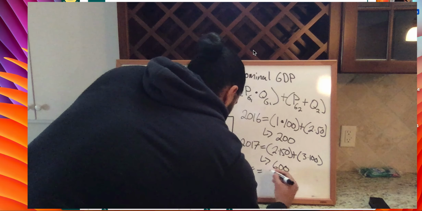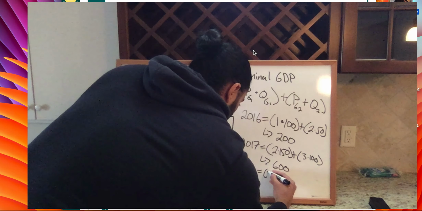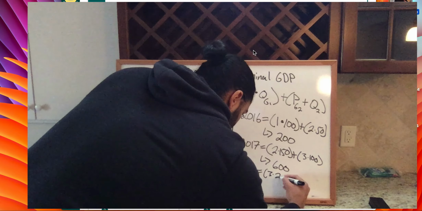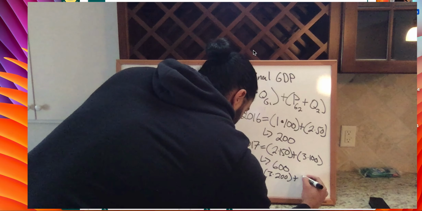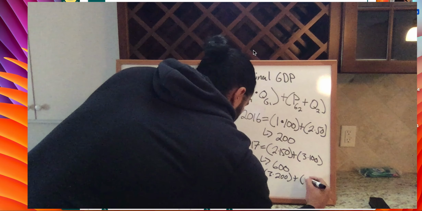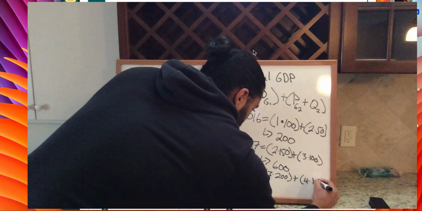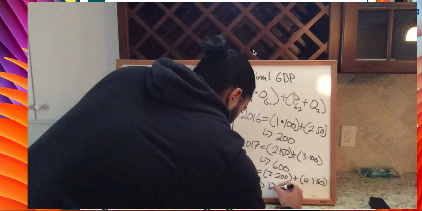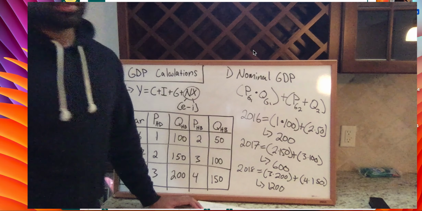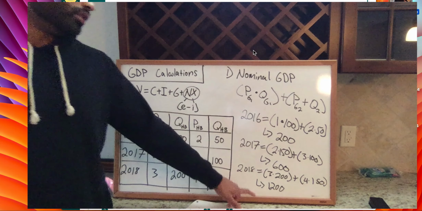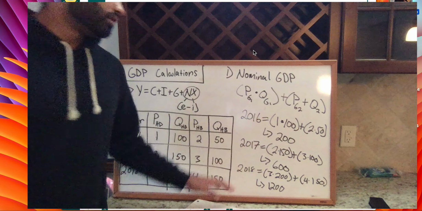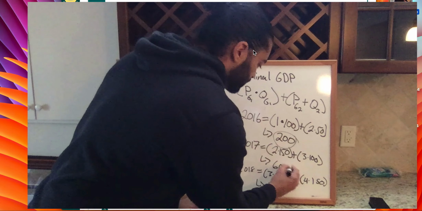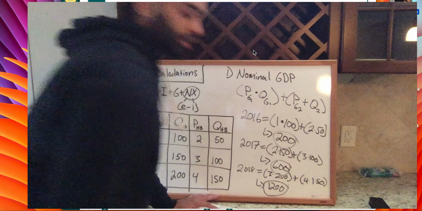it's 2018. It's going to be 3 times 200 plus 4 times 150. And this is going to give you 1200. That is your nominal GDP in your last year. So 200, 600, and 1200.